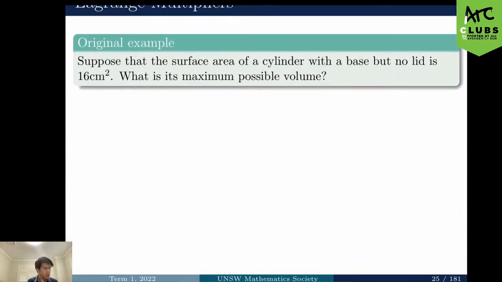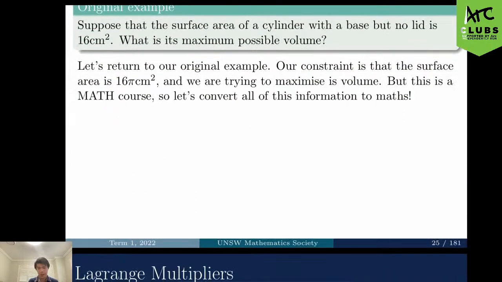All right, so back to this. We've talked a bit about the process. Let's try to convert this all into maths, right? Because we can't exactly say our function is surface area. So let's just define our variables first. A cylinder has two variables. It has R and it has H.